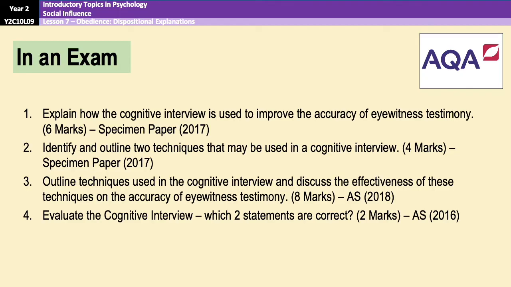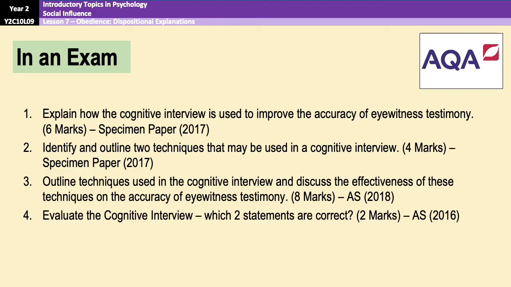Question 2, you don't have to worry about too much detail here because it's only 4 marks and they want you to talk about 2 techniques. So you'll get 2 marks for identifying the techniques and then another mark each for briefly explaining what that technique is. No detail is needed on why it works or anything like that, so don't overdo it, just keep it nice and simple for that one.